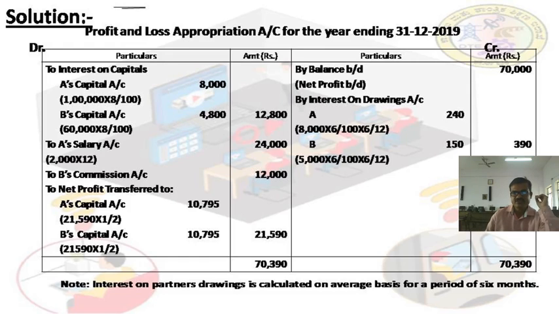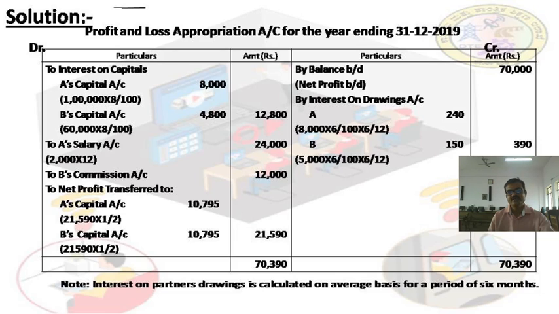Let us start. First of all, the first thing we have to take is the net profit earned by the firm before making the adjustments. That should appear on the credit side of the profit and loss appropriation account. By balance brought down, in bracket you have to write net profit brought down. The profit they have given, 70,000, should be recorded on the credit side of the profit and loss appropriation account.